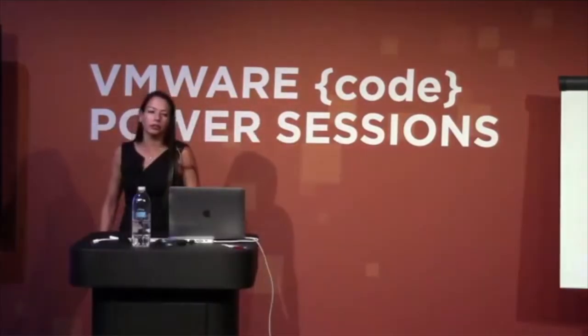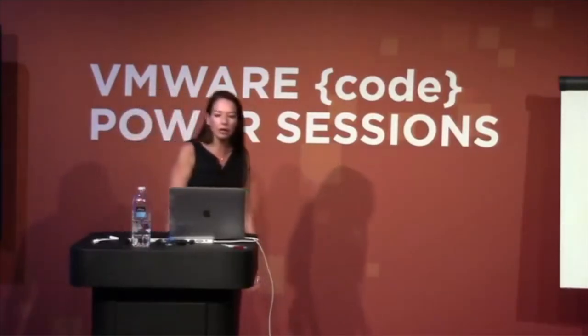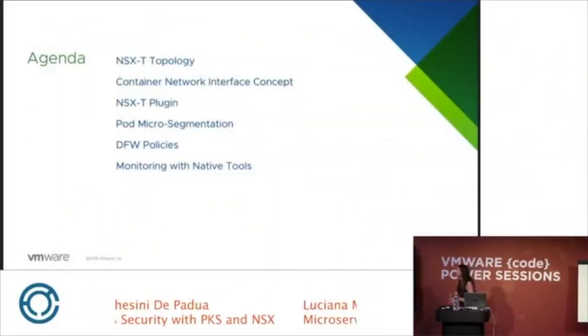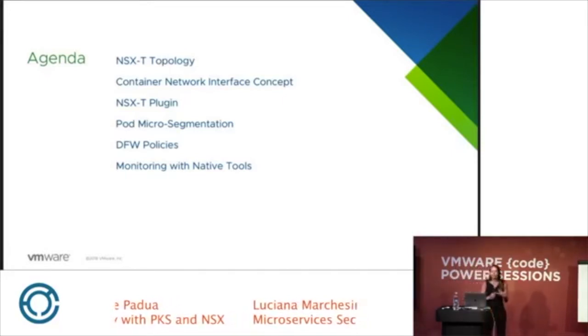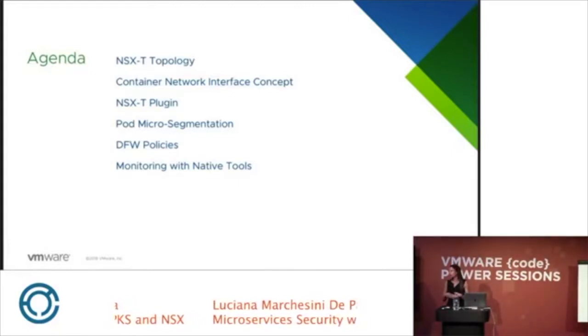And today we're here to go over security with microservices and PKS and NSX-T. I have a couple of things that I want to cover with you. First, just a basic to get started with the NSX-T topology, the container network interface concept, and some of the plugins that we use under the hood to make things work. Then I'll talk about the pod micro-segmentation. We'll go over some of the DFW policies. And then I'll show you a little bit of the native tools that we have for monitoring, and then talk about some of the tools that you can use to integrate in order to monitor this environment.